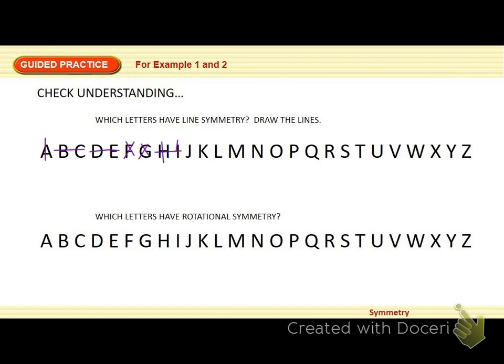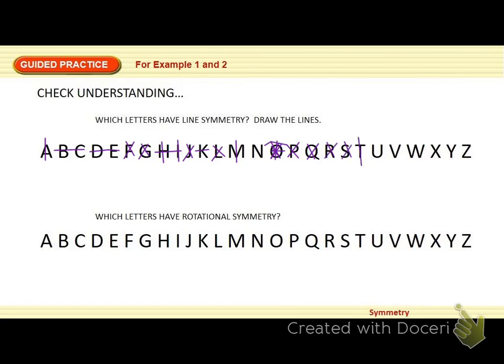I is horizontal, and I guess you can make a case for vertical. J does not. K, horizontal. L is not. M, vertical. N does not. O, you can pretty much go anywhere with, and it'll have a line of symmetry. P does not. Q does not. R does not. S does not.